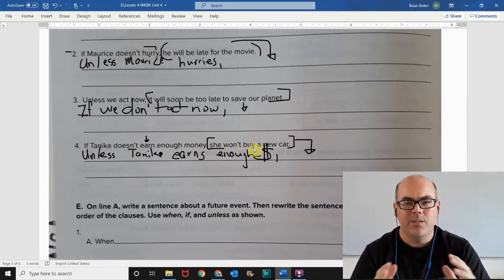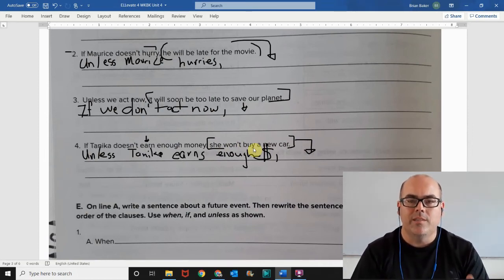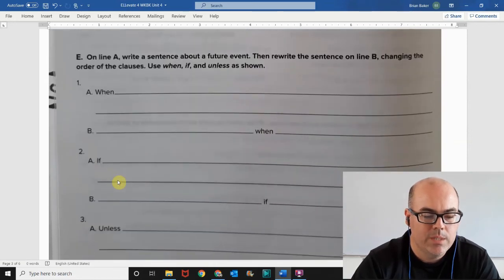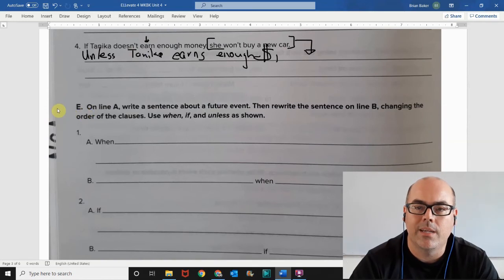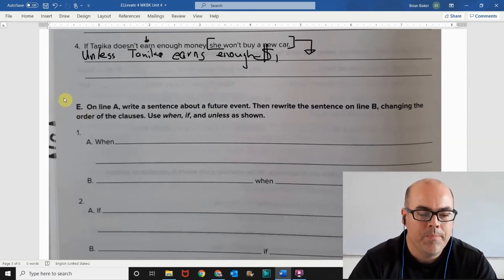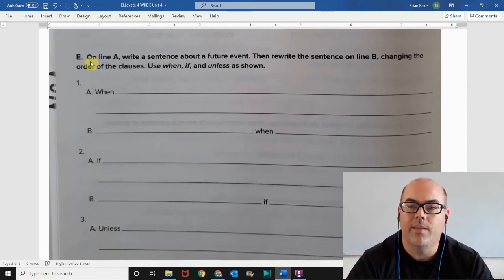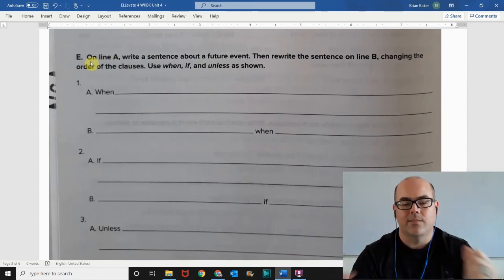So understand this could be a little confusing. These are the correct forms. So practice reading each form to get a feel for how you should use each one. Now let's go to section E. This is the last section for the grammar part in your workbook. All right, so this is saying on line A, write a sentence about a future event. Then rewrite the sentence on line B, changing the order. So if you write it like this, change it like this.